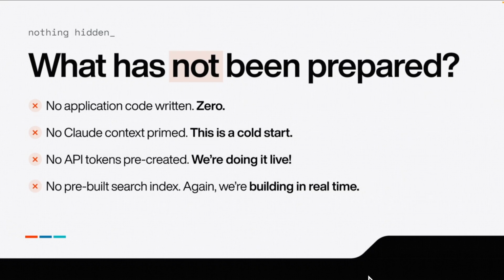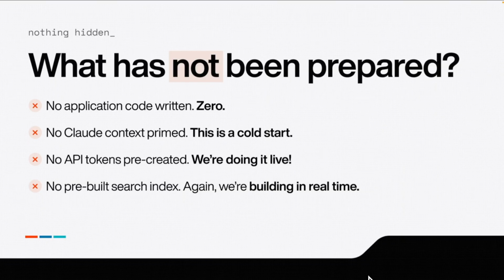So why do you need an API token? Because you probably want to secure your backend. So we're going to make it realistic and create one. And we didn't make the search index ahead of time. We're going to be doing that in real time.